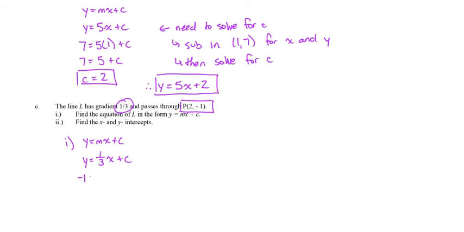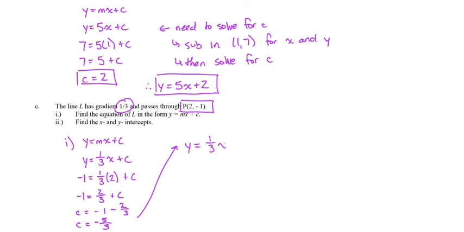So here my y value is -1 and my x value is 2. So I'm going to get -1 equals 2/3 plus c, and c will be equal to -1 minus 2/3. So I'm going to subtract 2/3 from both sides, and that means my y-intercept is -5/3, so -3/3 minus 2/3. And that gives me my final equation of y equals 1/3 x minus 5/3. So there's the equation of my line.